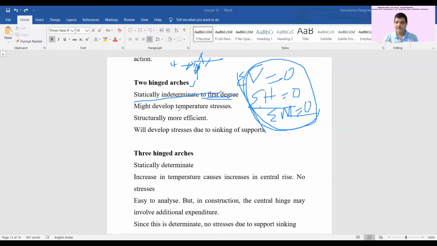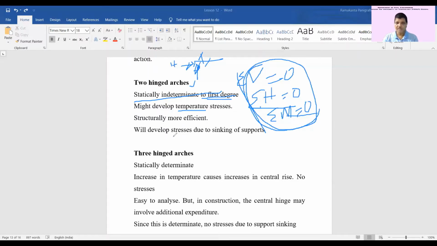There may be temperature stresses developed in arches because of the rise or fall of temperature. There will be an increase or decrease in temperature stress. But it's structurally more efficient. You might have seen this in old bridges. As you are reading in this university, VJTI Institute, Matunga, you have seen the bridges on the main highway, where arch bridges are being used.